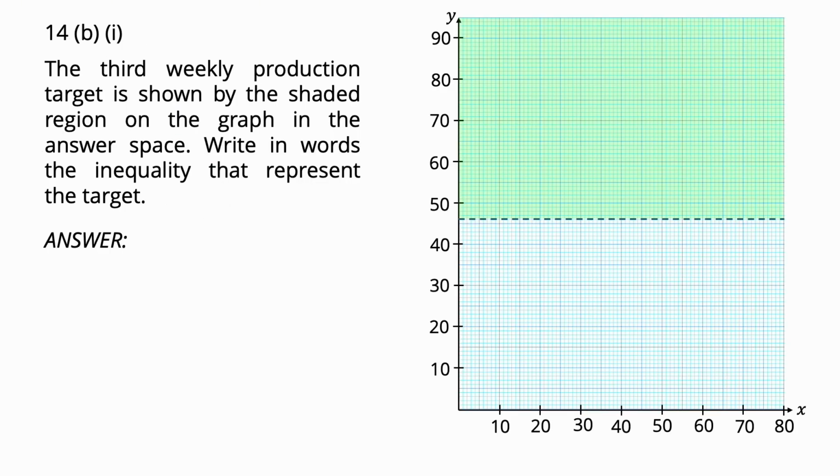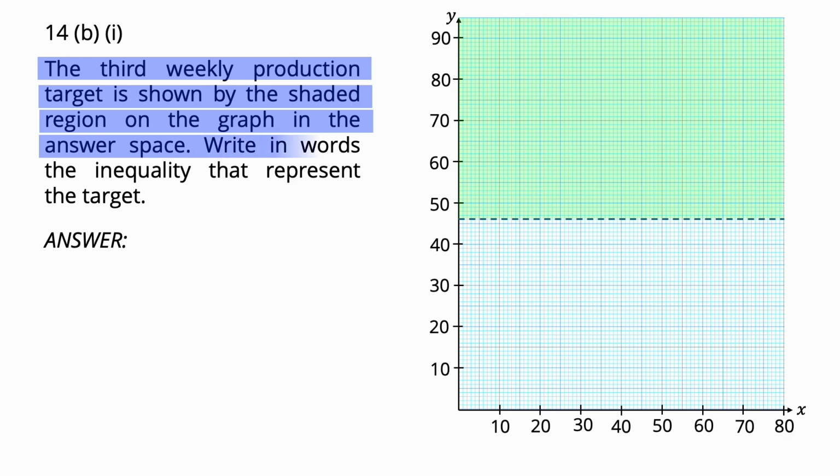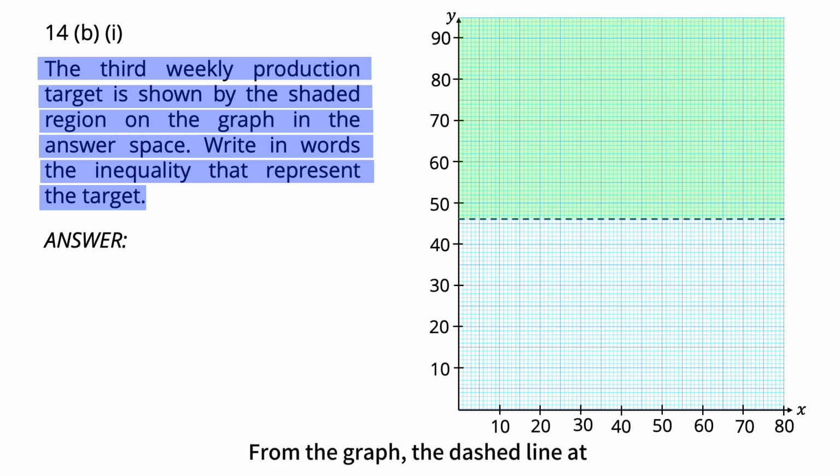B1. The third weekly production target is shown by the shaded region on the graph in the answer space. Write in words the inequality that represents the target. From the graph, the dashed line is at Y equals 46. The shaded region is above the line. This means that at least 47 exclusive handbags are produced.